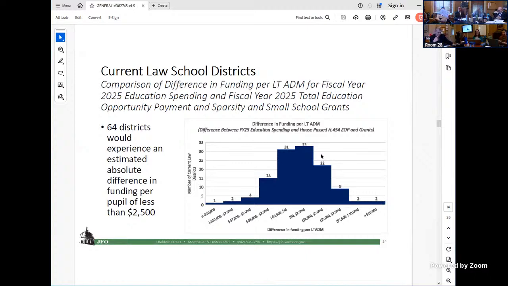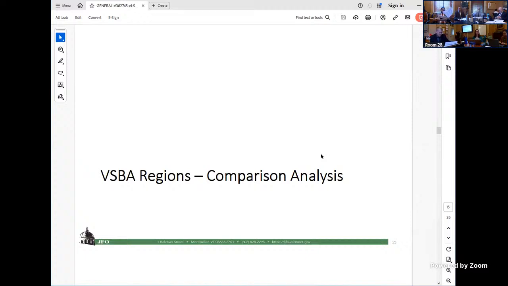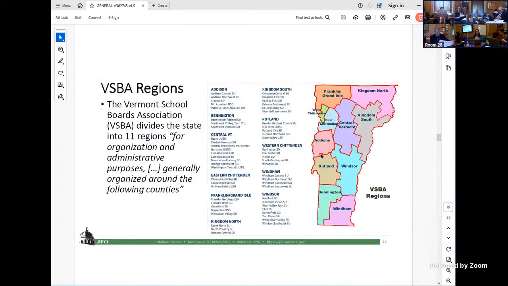So that's current law. Then I did the same exercise for other permutations. Now I did it with the VSBA, Vermont School Boards Association, regions. These are the regions. There are 11 regions. The House was looking at modeling using this. I believe I've also shown modeling to perhaps this committee, certainly finance, following these regions.